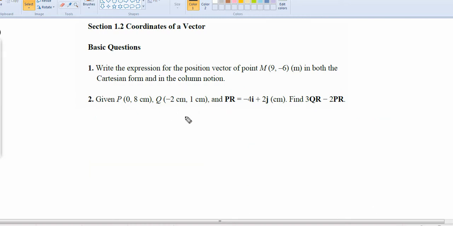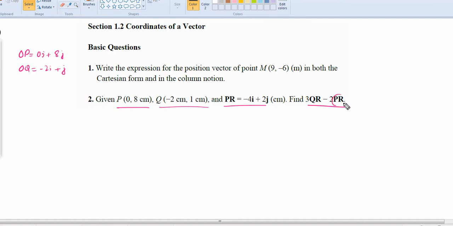Alright, let's do this question again. So question number 2 says, given P (0, 8), Q (negative 2, 1), vector PR is equal to negative 4i plus 2j. Find this expression 3QR minus 2PR. So we have to work out this expression, and we have these vectors. So let me just write down the position vectors first. OP will be equal to 0i plus 8j. Then we'll have OQ. That will be equal to negative 2i plus j. Then we have PR, and we have to work out this expression.